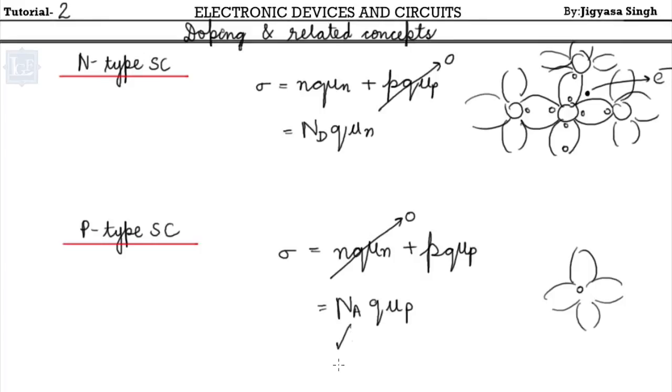And what are these? These are the acceptor atoms. And what were these? These were the donor atoms. Okay, so we are pretty much done with doping. I did this topic very slowly and very calmly because this is a very important topic. Questions are repeated in GATE exam year after year. That's why I took it very slow. So now let's move on to the next topic.